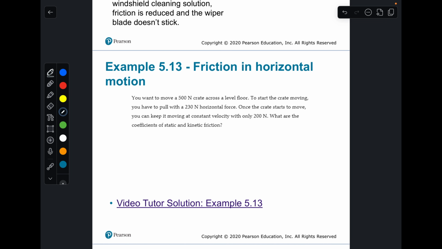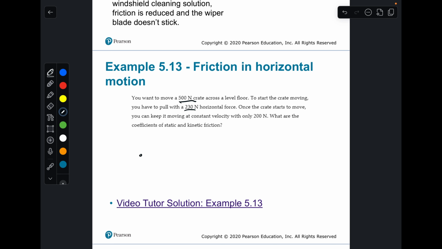So let's check out this example of determining friction in horizontal motion. We have a 500 Newton crate. We want to push it along a level floor, and we notice that to begin the crate's motion, we must pull with a force of 230 newtons. Once the crate starts to move, you can keep it moving at a constant velocity with only 200 newtons. So from that information, can we find the static and kinetic friction coefficients?